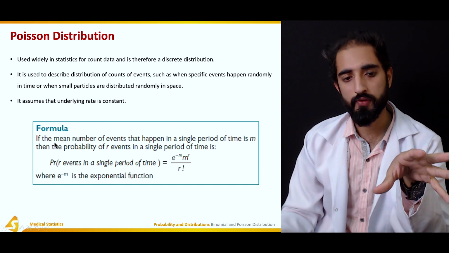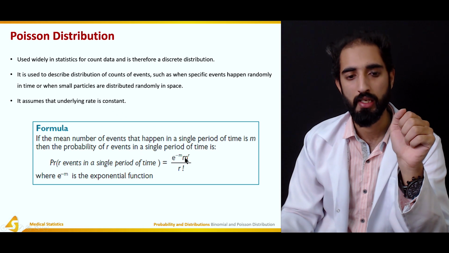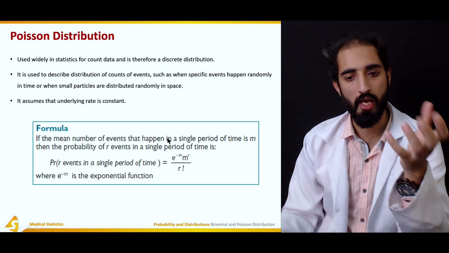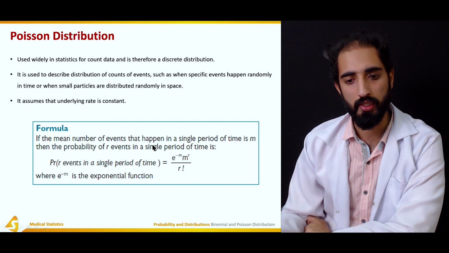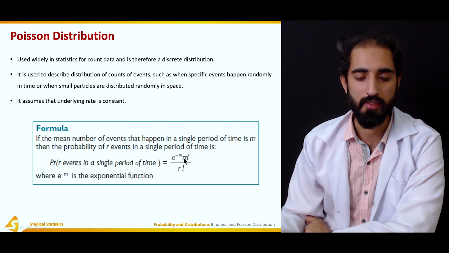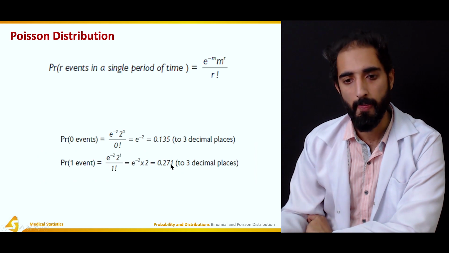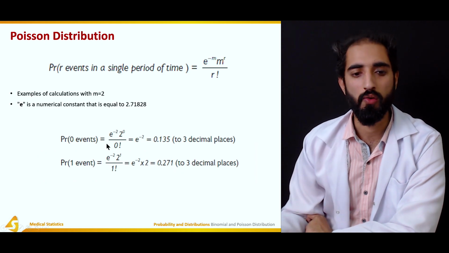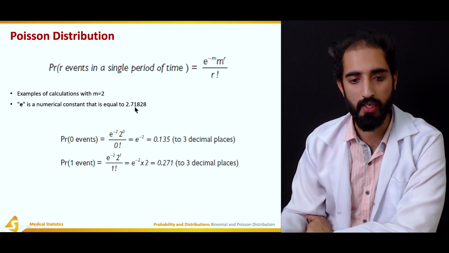So if the mean number of events that happen in a single period of time is M, then the probability of R events in a single period of time is given by the formula. R is the number of events that can occur, and E is a constant, known as a numerical constant, which is equal to 2.718, and its value remains the same.